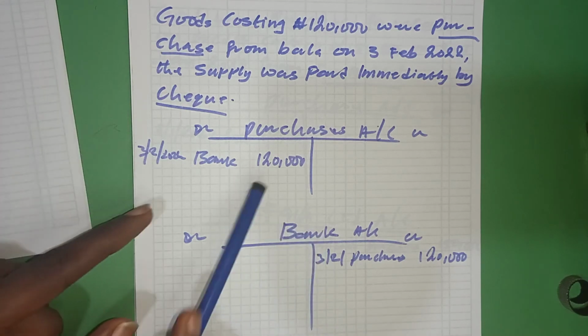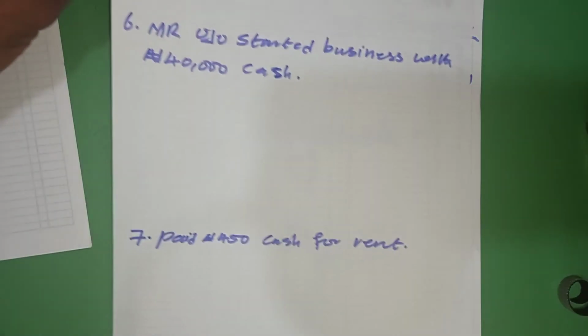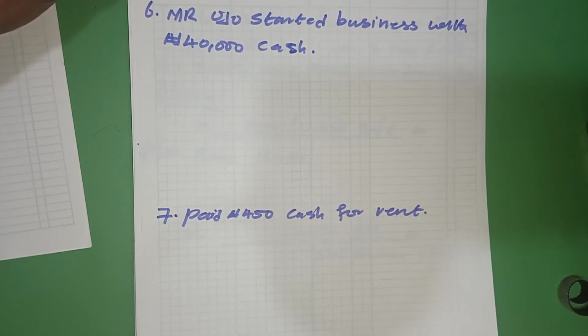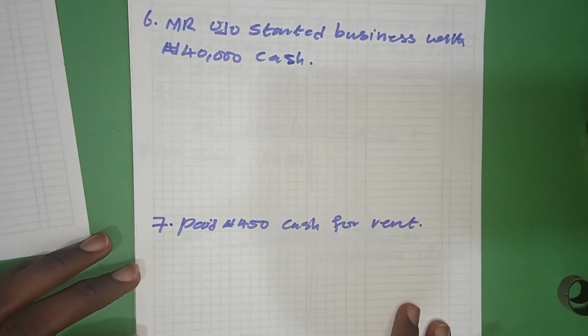Whenever you identify the accounts, you debit one, then you credit the other. I told you the reason we did not put Bala here is because we have paid by check. We are not owing Bala. Now let's check another question. Sorry, it's like I'm taking much of your time, but it's for clarity purposes.